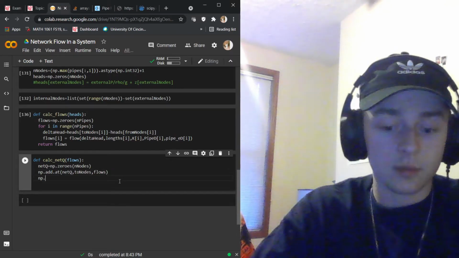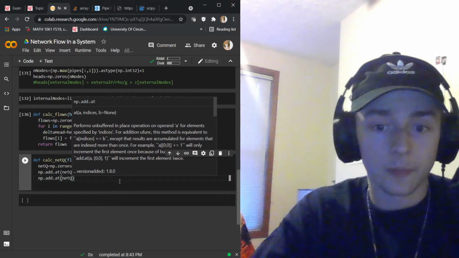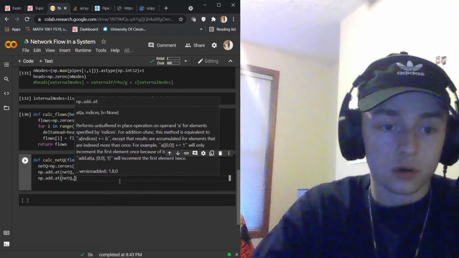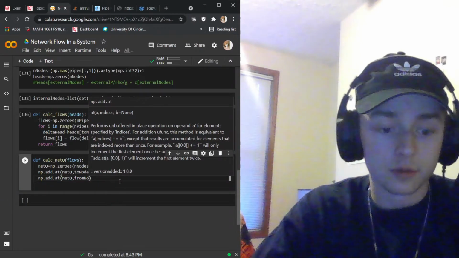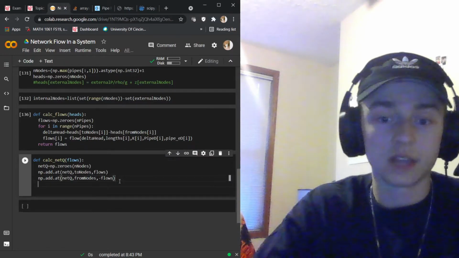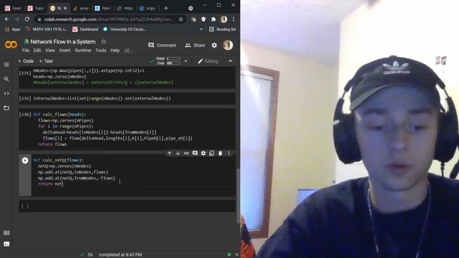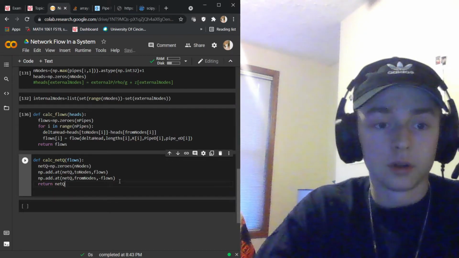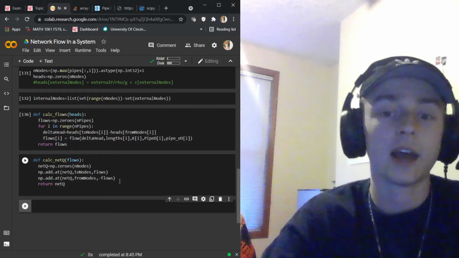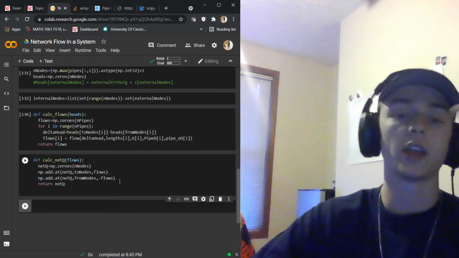And then we're going to do the same thing for our net flow leaving our from nodes. And we're going to do negative flows. Because again, the negative flows indicates any flow leaving a node. And then we're going to return the function, or not return the function, but we're going to return our net flow in the system.